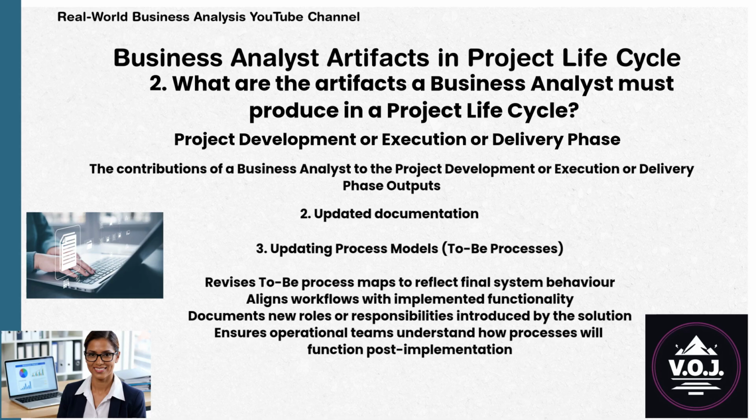Number 3 is updating process models, to-be processes. The BA revises to-be process maps to reflect final system behavior. Aligns workflows with implemented functionality. Documents new roles or responsibilities introduced by the solution. And ensures operational teams understand how processes will function post-implementation.